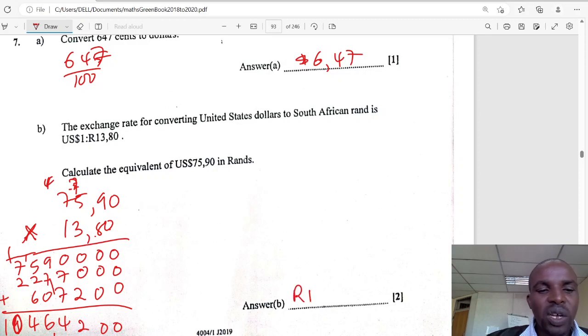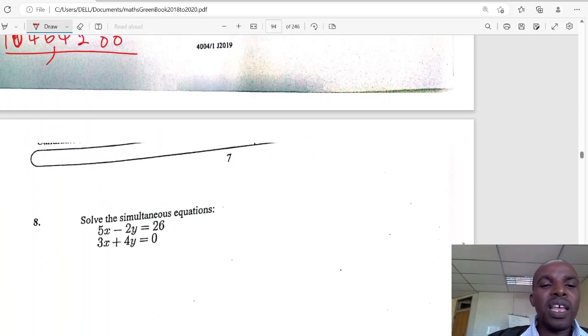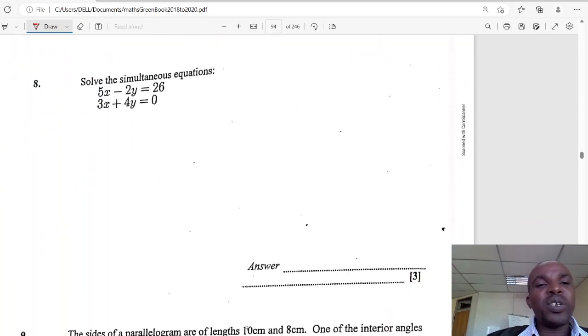1,000. These are runs. 1,000. Then 046.42. And these are runs. Done. Next, this one is a simultaneous equation.